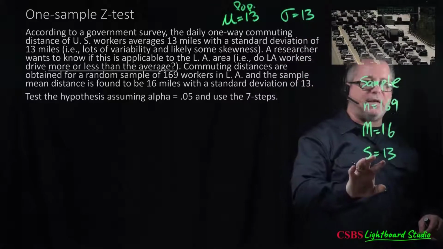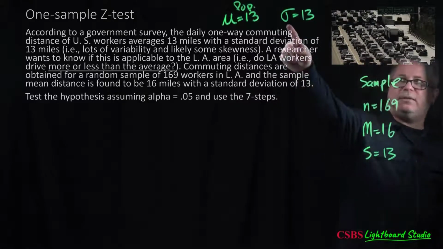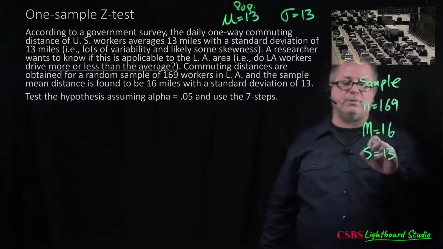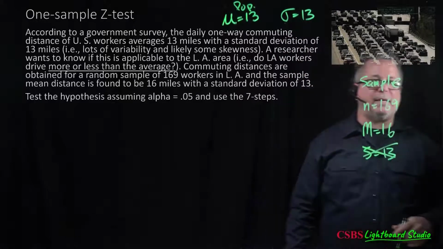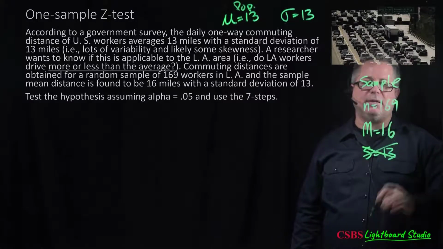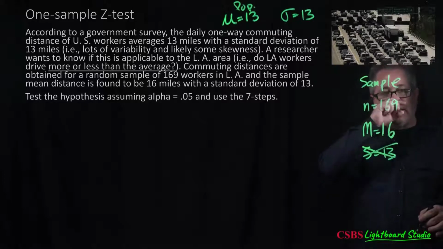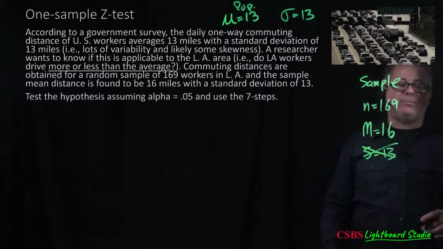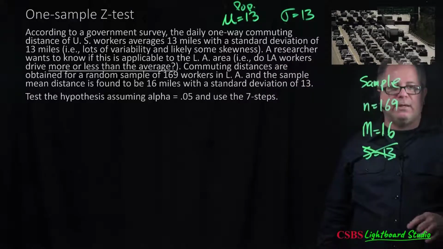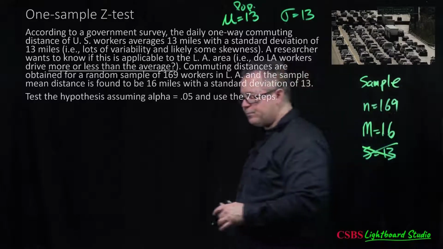So normally I would use s to estimate sigma, but because I already have sigma, I don't need to do that, so I'm not even going to bother with this at all. This is not even going to come into play. All I really need is that the sample has a mean of 16, the n's 169. The rest of it I can do as a one sample z-test. Okay, so those are the important things. I got the population values, I got my sample information, I can now do the rest of the test.